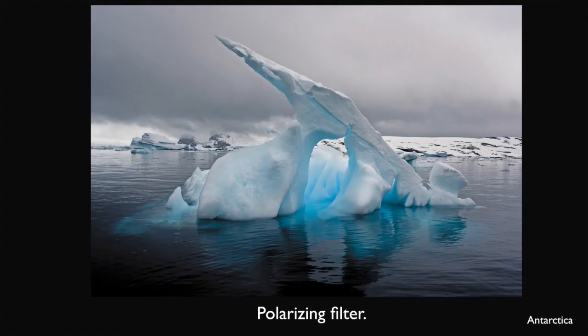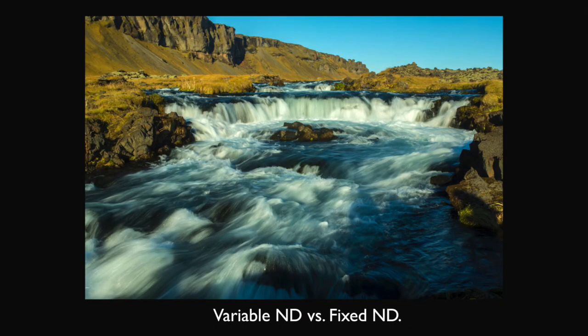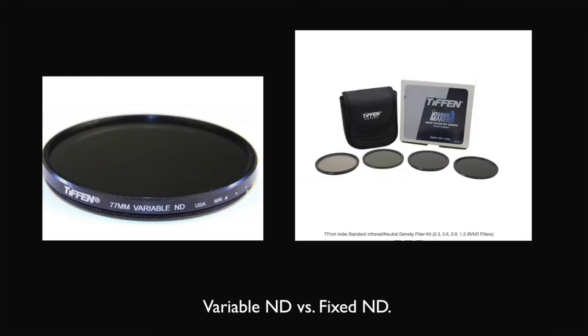I only use two filters on my lenses, a polarizing filter to reduce glare on the water and ice, and by the way, a polarizing filter is most effective when the sun is at a 90-degree angle to your lens. The other filter I always have with me is an ND filter, so I can shoot at slow shutter speeds to blur the water. When it comes to ND filters, there are two types, fixed and variable.